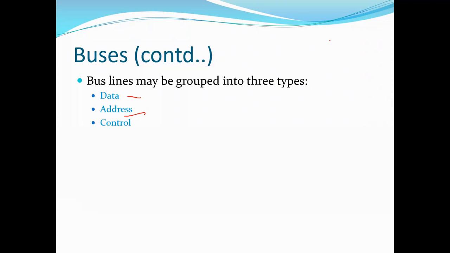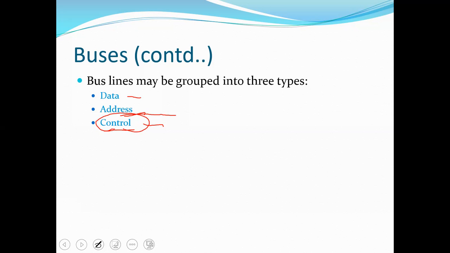Address bus gives the location, that is the memory location, at which place the data has to be stored or from where the data has to be taken. Or it gives the address of the device with whom the communication must take place. Fine. And there is control bus. Control bus gives the signals like what type of operation has to happen, whether it is a read operation or write operation, and what is the status of the operation. All these signals are passed through this control bus.